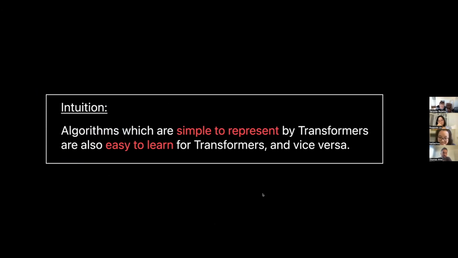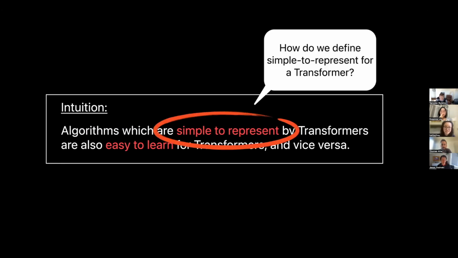I'm going to answer that in a second, but here is the intuition that we're building on top of. If an algorithm is simple to represent by a transformer model, we hypothesize that it is also easy to learn for transformers when just trained on data. So if a solution is simple for transformers, then we think it's more likely that they're going to learn something similar, and vice versa. So the question is, how do we define what is simple to represent for a transformer?